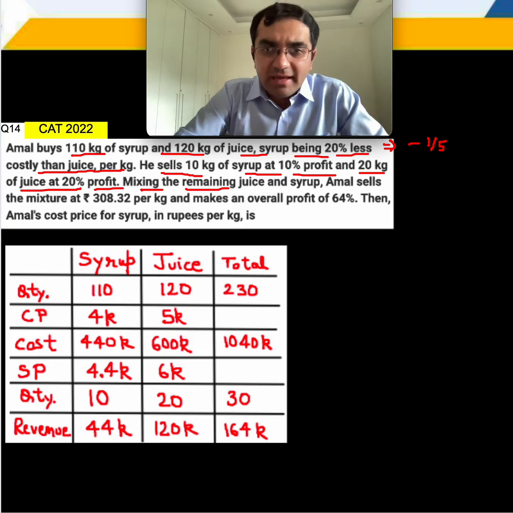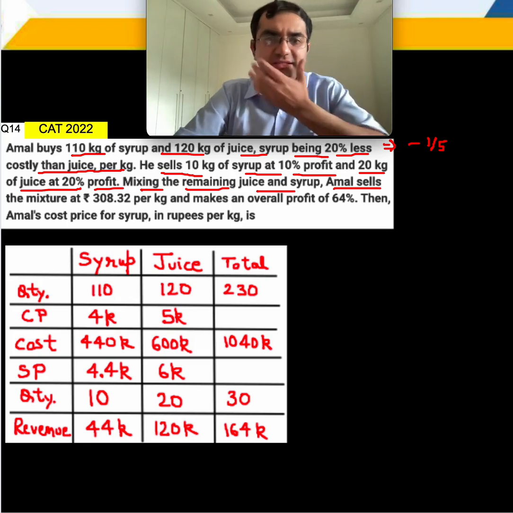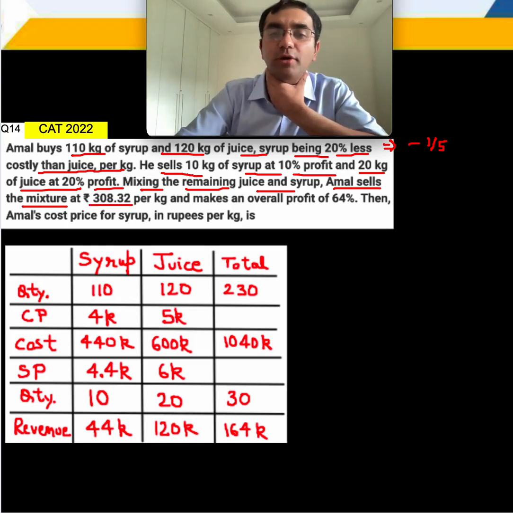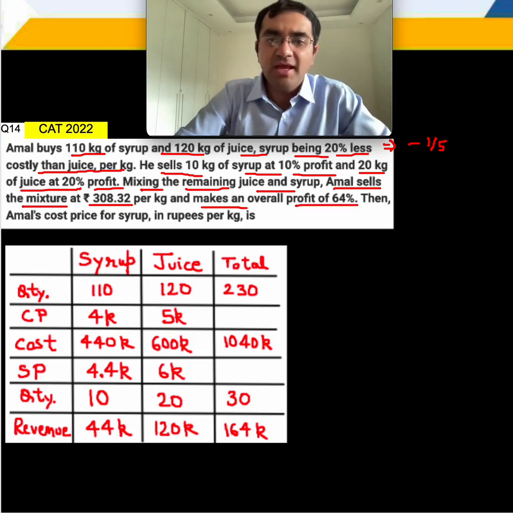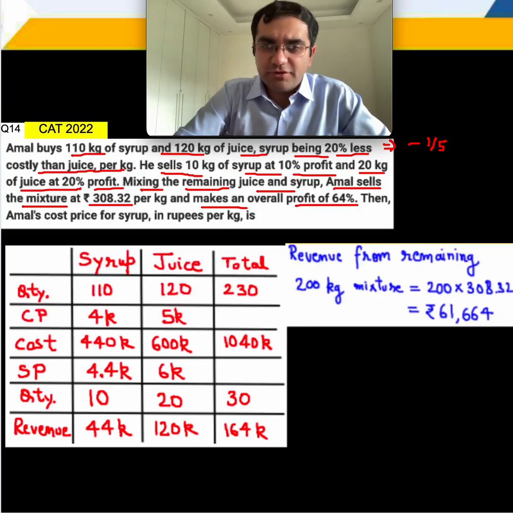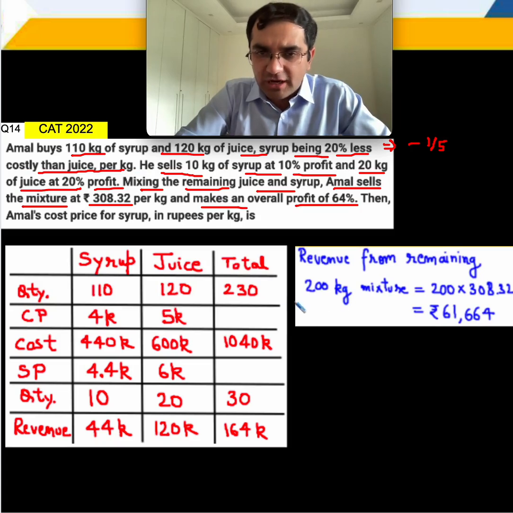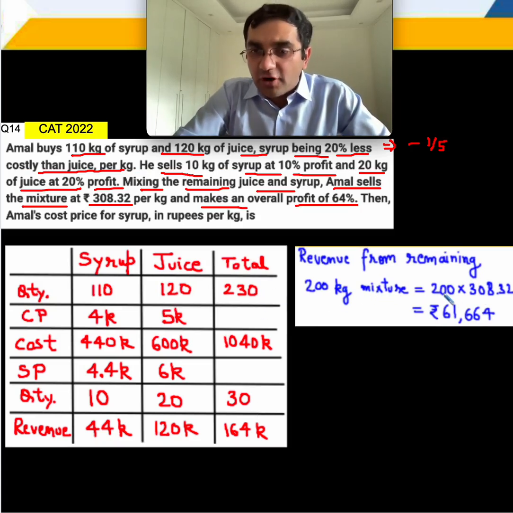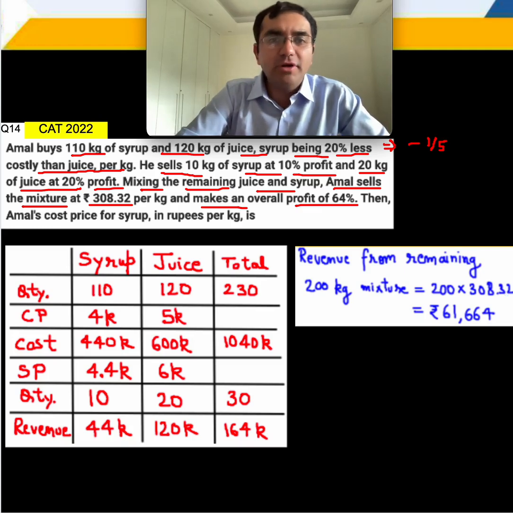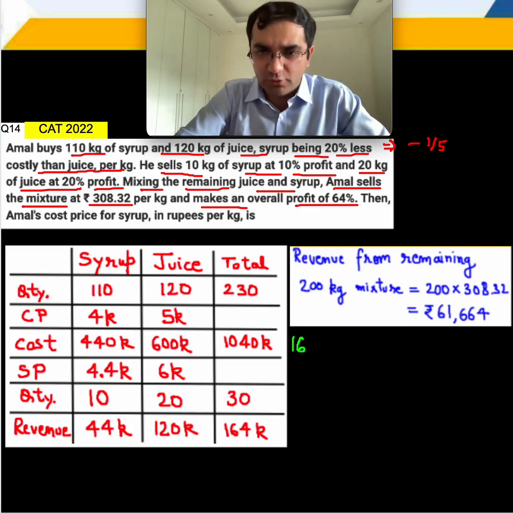Mixing the remaining juice and syrup, Amal sells the mixture at 308.32 per kg. ठीक है, and makes an overall profit of 64%. Fine. So what is your total revenue now? Your total revenue is going to be 200 kg. Out of 230 kg, 30 kg हो गया. 200 kg बेचा. For 200 into 308.32, that's 61664.